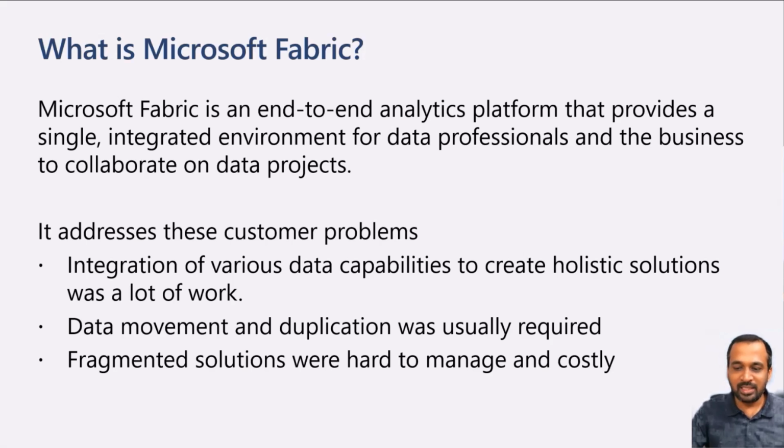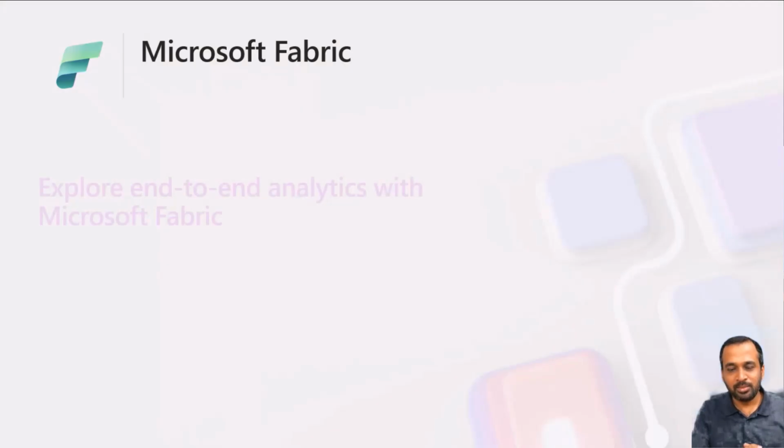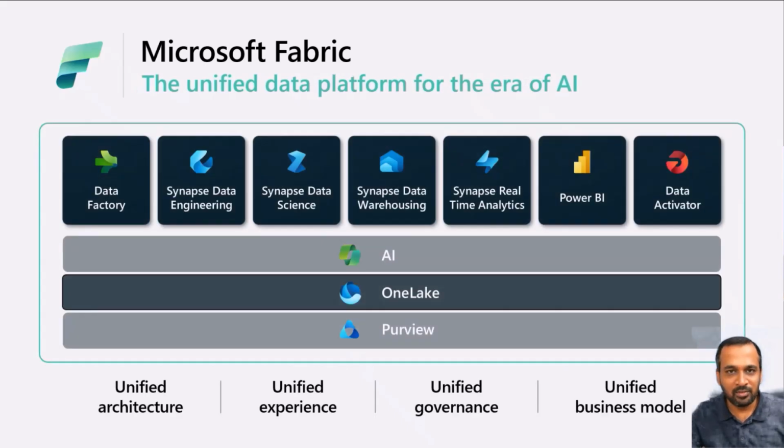The major factor here is Data Factory, which will be useful for the data integration team, those who want to integrate with the help of Power Query or pipelines. We'll talk more about that in the future slides. Now, these are all the workloads we have in Fabric. On the top, you can see Data Factory, Synapse Data Engineering, Synapse Data Science, Synapse Data Warehousing, Synapse Real-Time Analytics, Power BI, and Data Activator. These are all called workloads.